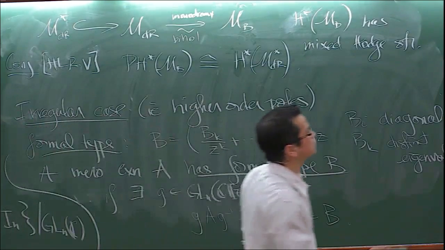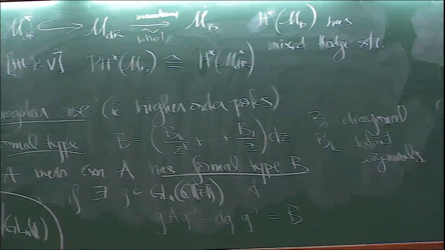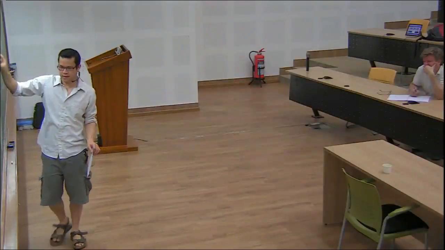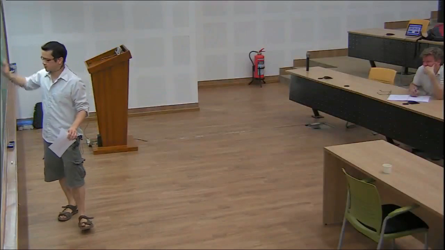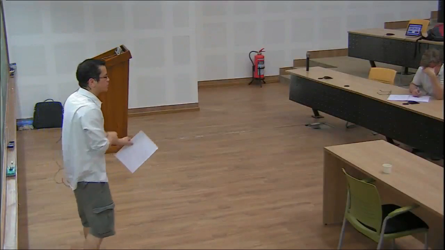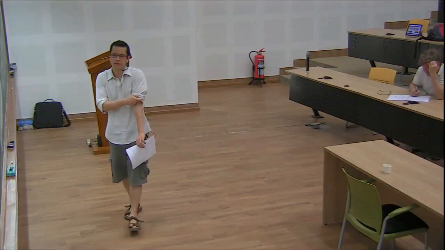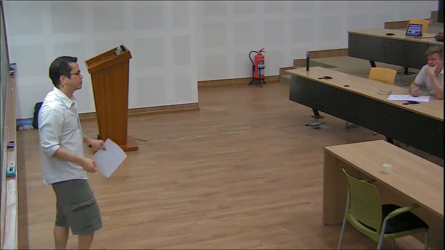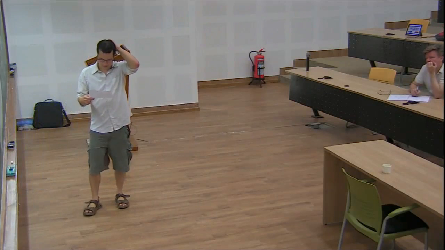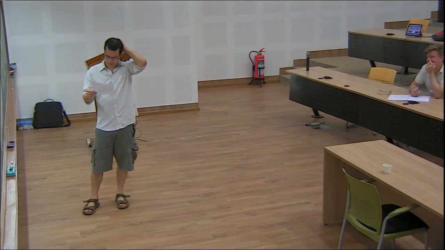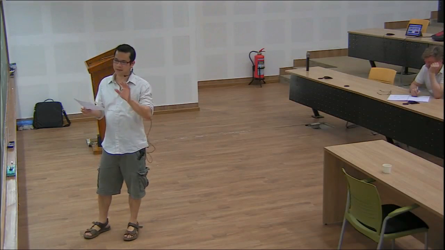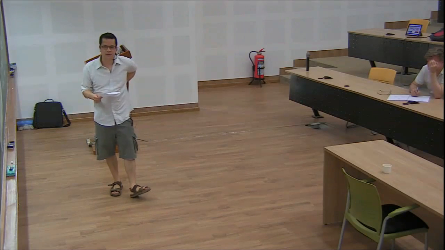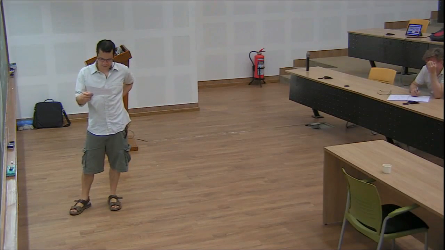As Jacques was speaking about on Friday, for such a connection, there will exist something called the Stokes data, which parametrizes different holomorphic isomorphism classes of connections which have the same formal type. And that Stokes data is sort of the analog of the monodromy. Phil Boalch sometimes calls it generalized monodromy data.